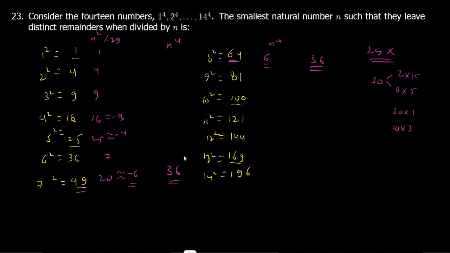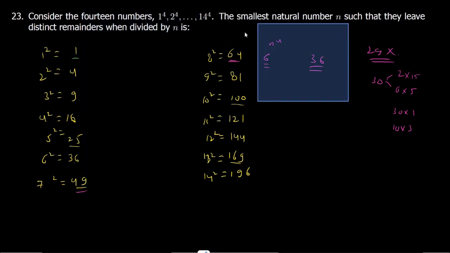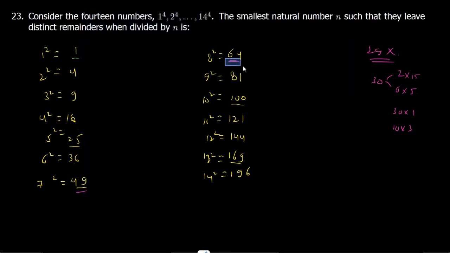So 29 is out of the picture because I saw that 7 and 8 power 4 are both congruent to the same number mod 29, which is 36, which is the same as 36 minus 29, which is 7. Basically, the conclusion was 7 power 4 is equal to 8 power 4 mod 29, which is the same as 7 mod 29. Alright, now 1 square is 1.